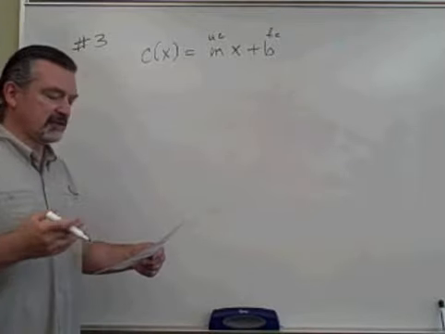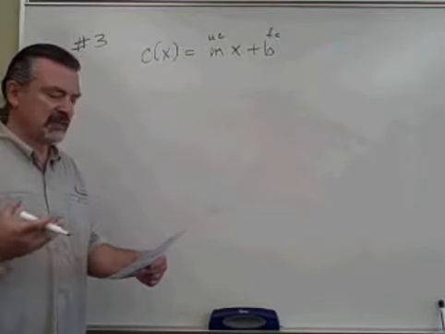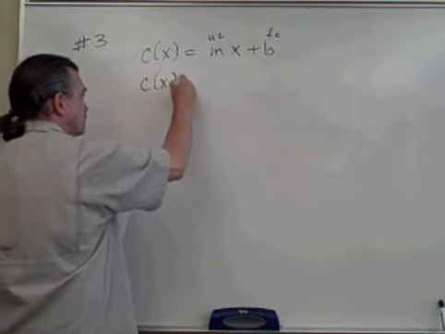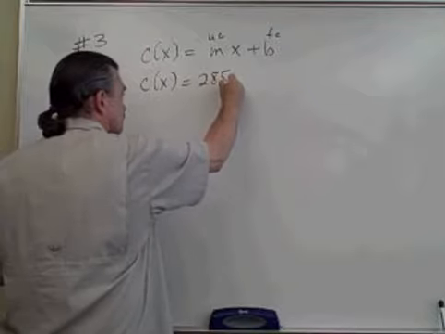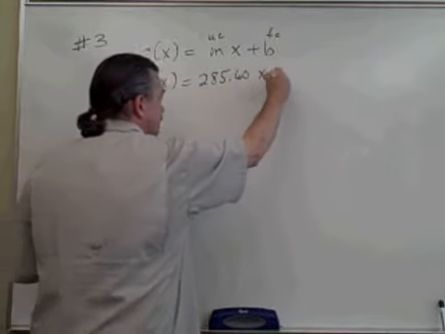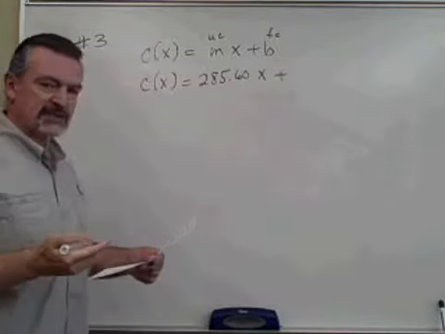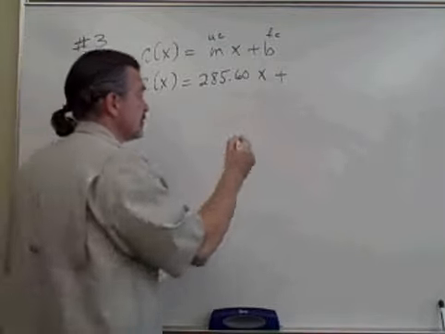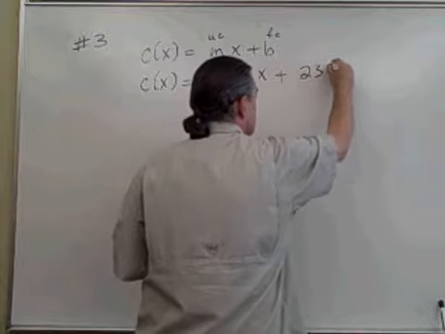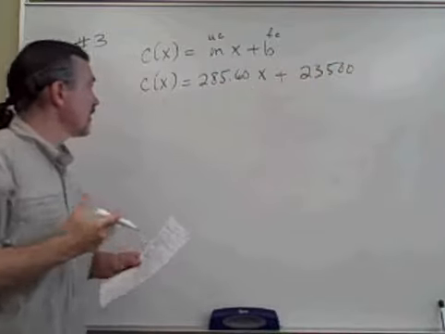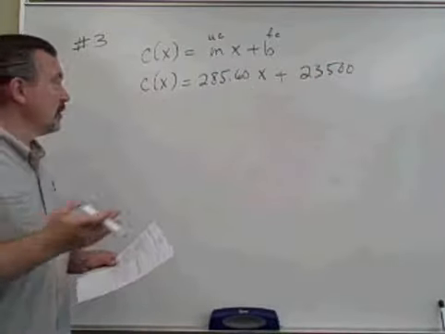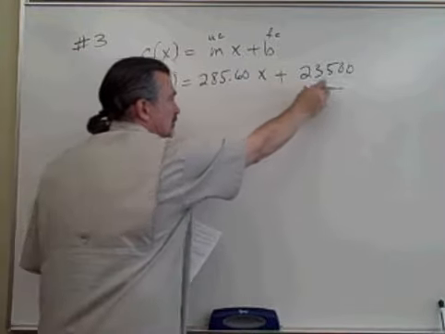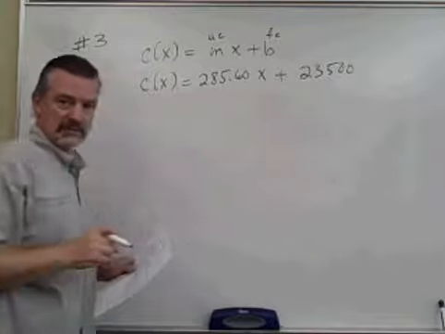We were told that the unit cost of each windshield was $285.60, and that the fixed costs were $23,500 each week. So there's our cost function. We were told the unit cost, which is the slope. We were told the fixed cost, which is the y-intercept.